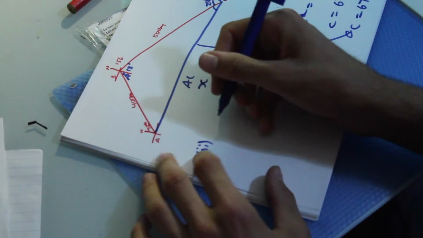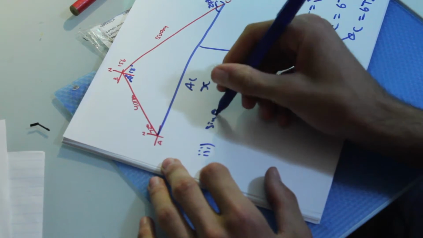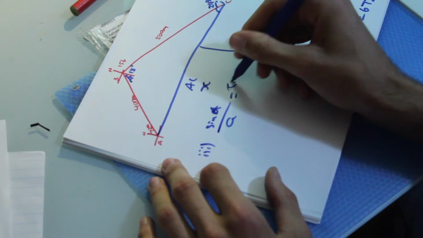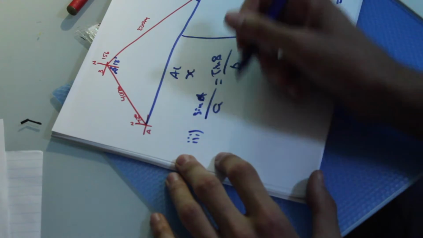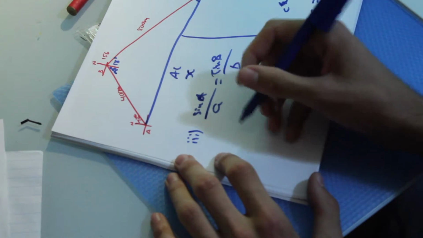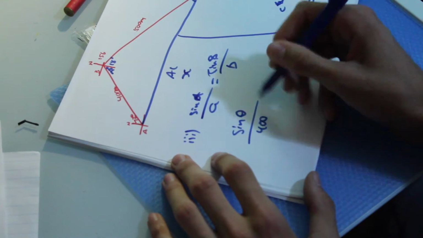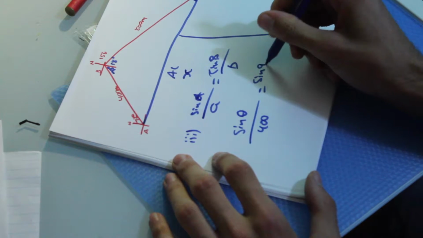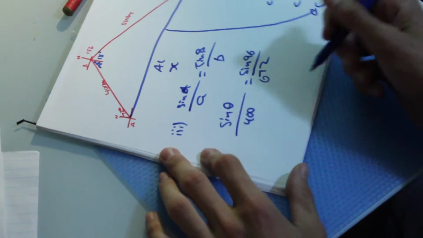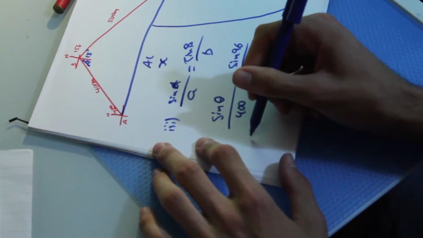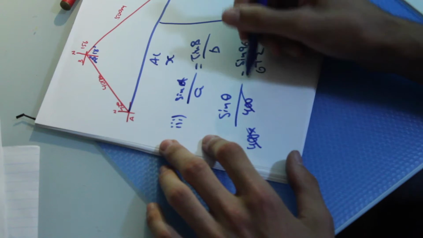So for the sine rule, our formula sheet says sin A over a equals sin B over b, and the same for c. What we do now is sin theta, which is the angle we're trying to find, over 400 meters is equal to sin 96 over 672. So now that we've done that, we need to times this by 400, which eliminates it here, which we now take over to this side.